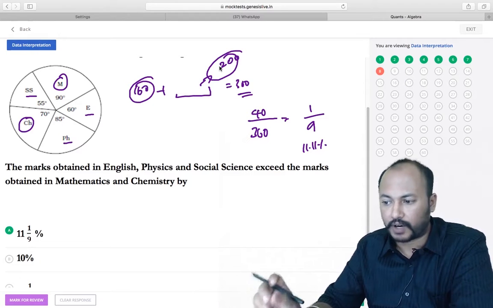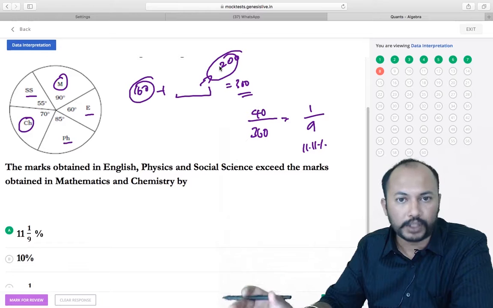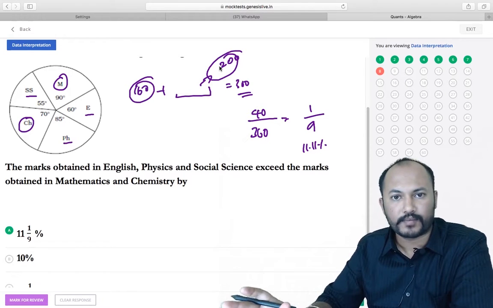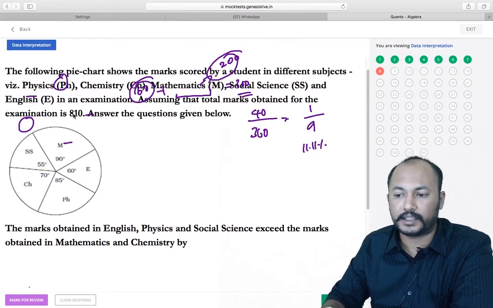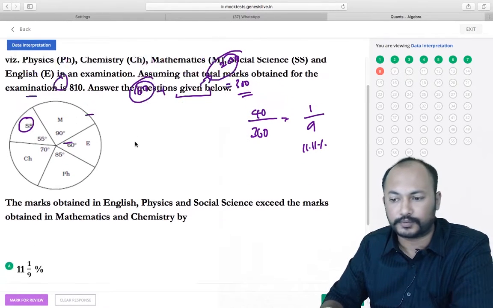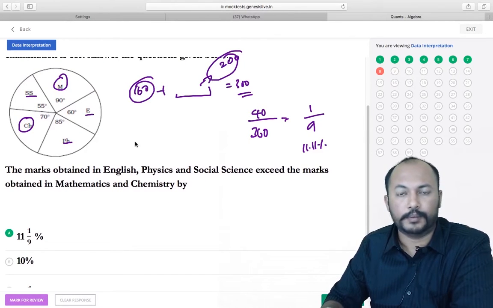That is 40 divided by 360, which is 1 by 9. That will be 1 by 9 or 11.11%. Hope this is clear. Everything that we are calculating is in terms of degree, so there are no marks. This 810 is not coming into picture at all to solve this question. Yeah, again, less than a 30-second problem.